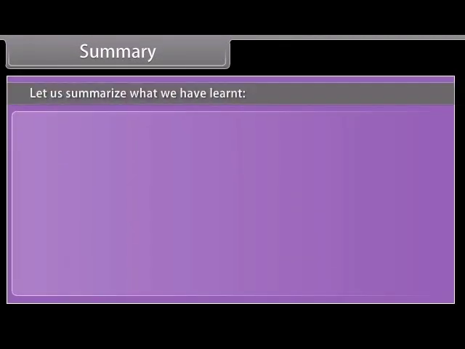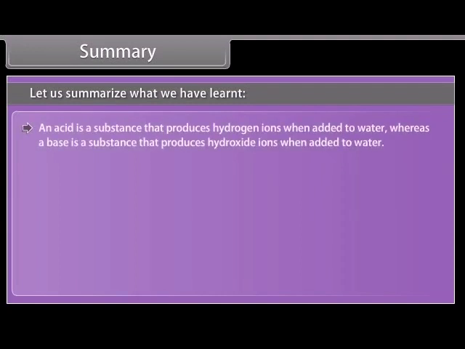Summary. Let us summarize what we have learned. An acid is a substance that produces hydrogen ions when added to water, whereas a base is a substance that produces hydroxide ions when added to water.